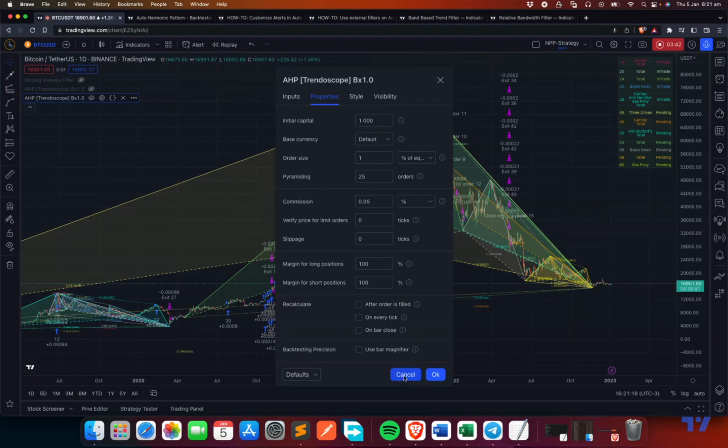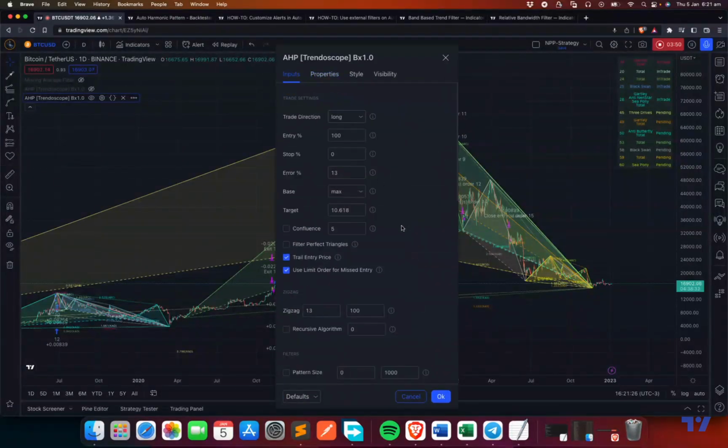Okay, so let's get started with the actual settings. Before going to that, I'll just reset the settings. Coming to here, first are the trade settings. The first important thing is trade direction. You can only place long or short directions. You cannot have both of them together.